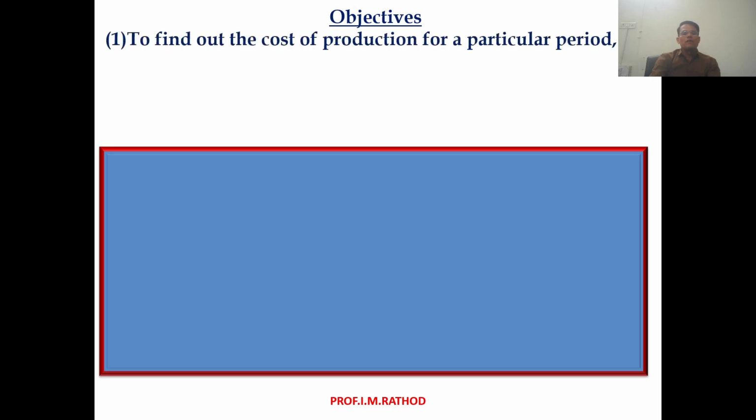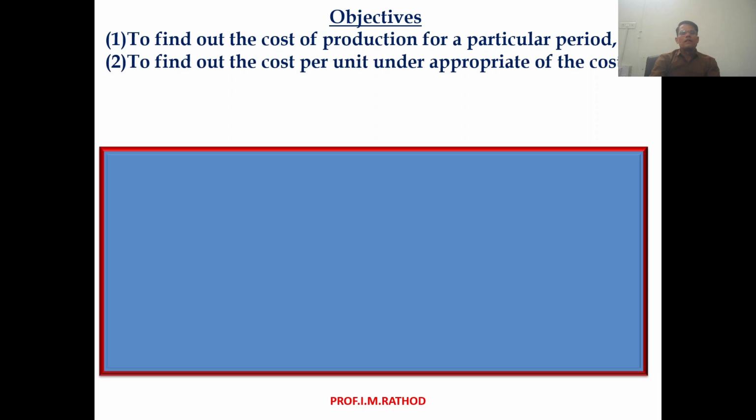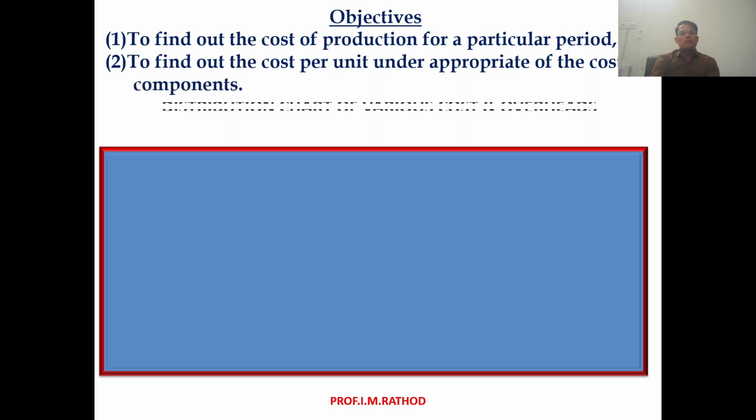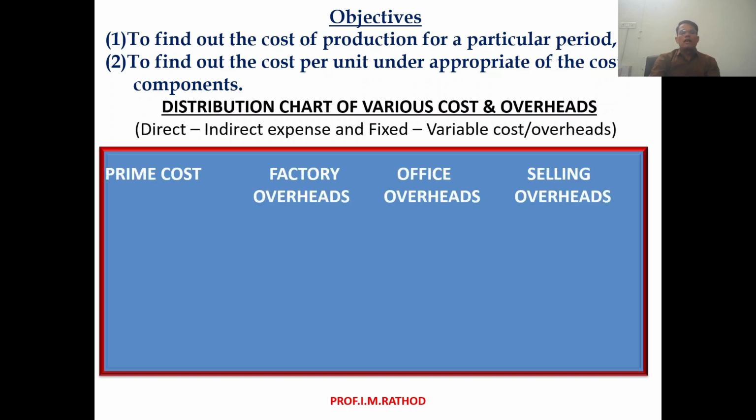The objective is to find out the cost of production for particular periods, and to find out the cost per unit under the cost components. It also gives a distribution chart of the various costs and overheads: direct, indirect, fixed and variable overhead; prime cost, factory overhead, office overhead, and selling overhead.